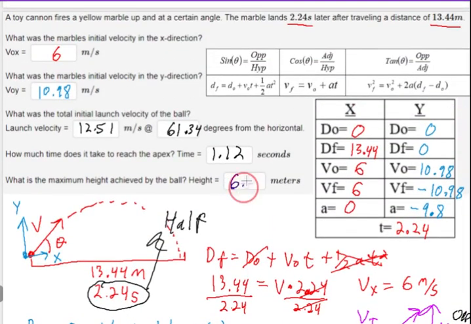All right, and that wraps it up for this problem.